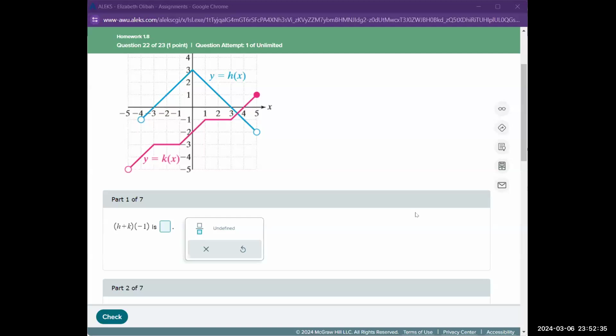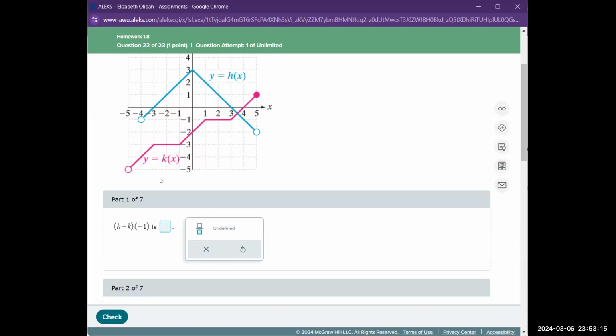So here is an example of problem 22. It's asking us for h plus k of -1. So remember when we were adding or subtracting or multiplying, we could just find the two things separately and then do what it says. So I'm going to find h of -1, which means I go to -1 on the x-axis, and then I find the h function, which is the blue function. So I need to go up. When x is -1, do you see that the y would be 2? So 2 is one of my answers.